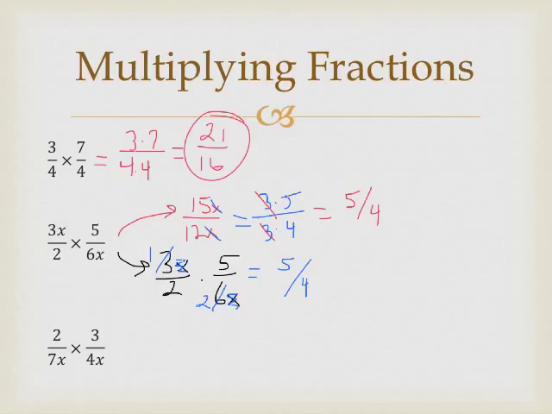Okay, so let's simplify before we multiply on the bottom. Is there anything I can simplify? I think so. The 2 and the 4. So 2 divided by 2 is 1, 4 divided by 2 is 2. And then we just multiply across. 1 times 3 is 3. 7 times 2 is 14. x times x is x squared. Or if you want to write it more neatly, this is 3 over 14x squared. So multiplying, very straightforward. Just multiply the numerators, multiply the denominators, and it stays a fraction.